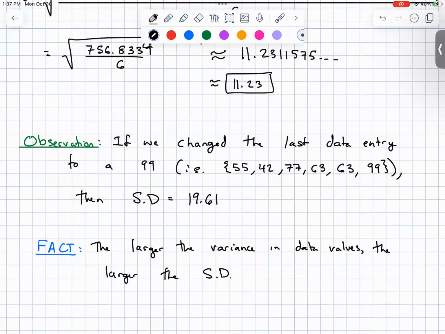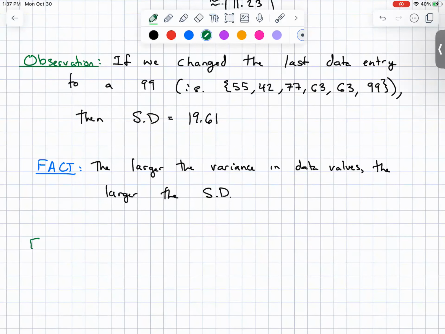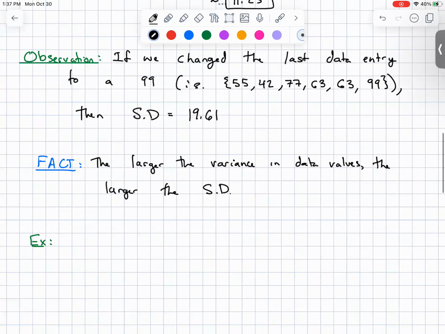Let's do one more, one that doesn't necessarily have a nice integer or decimal average, so that it ends up being a little bit smaller. Let's do one more example of a standard deviation. Example: find the SD for the data set 30, 30, 31, 35, and 39. These numbers are pretty close together. There's only a difference of 9 total.